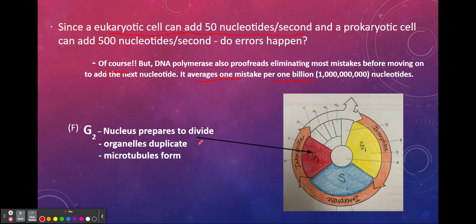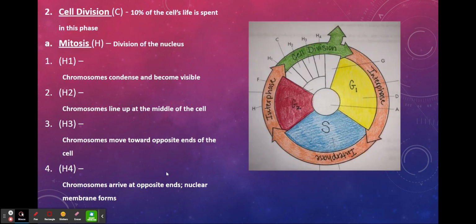So, in the G2 phase, the nucleus prepares to divide. The organelles undergo the process I referred to earlier, and microtubules form, which are basically parts that make up spindle fibers. All right, cell division. 10% of a cell's life is spent in this phase, and it's generally mitosis for somatic cells and meiosis for non-somatic cells. However, we'll look at mitosis for now.